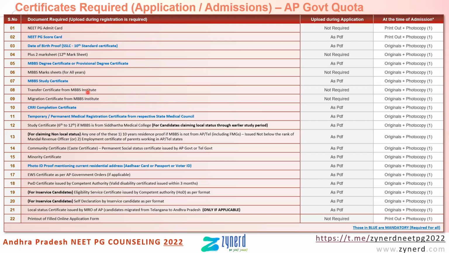There's no time limit now. Then you have the CRRI completion certificate. This is basically the internship completion certificate, and temporary or permanent registration certificate from respective state medical council. It can be your state medical council or NMC. It need not necessarily be Andhra Pradesh or Telangana state. You would be eligible for counseling and allotment, and till the time of admissions you may not need a registration to be done. After admissions you can get registration done at the respective state medical council, but till the time of admission any registration is enough.